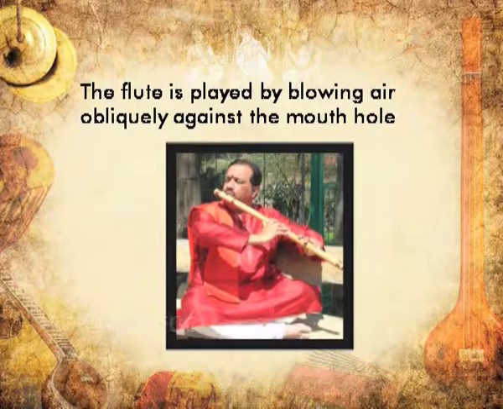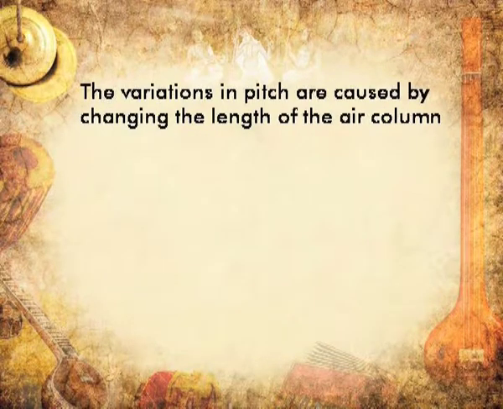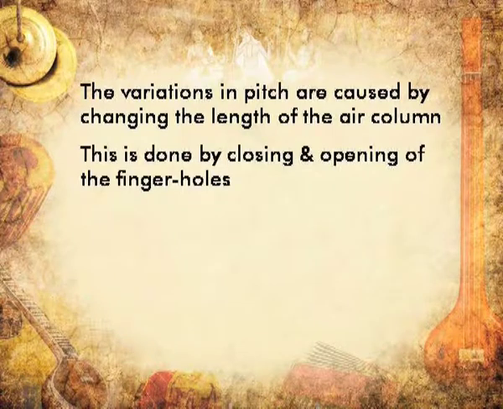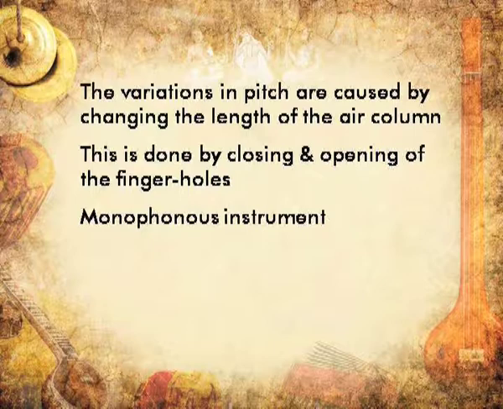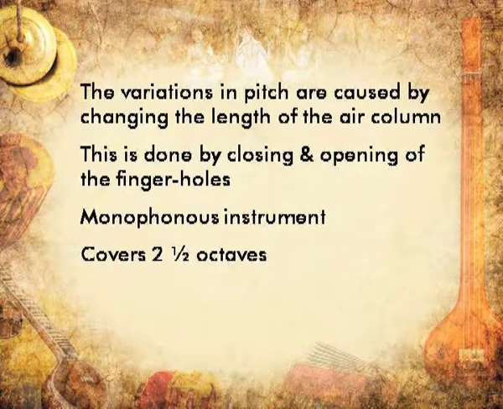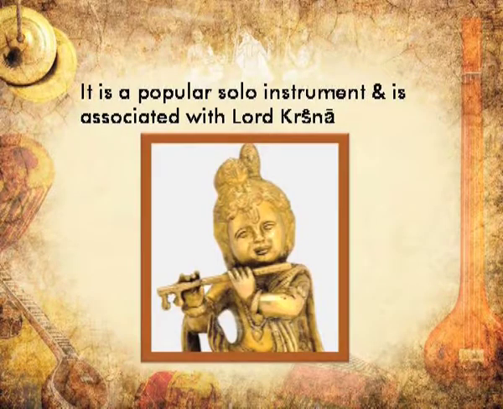The flute is played by blowing air obliquely against the mouth hole. The variations in pitch are caused by changing the length of the air column by closing and opening of the finger holes. The flute is a monophonous instrument and can cover 2.5 octaves. It is a popular solo instrument and also is associated with Lord Krishna.